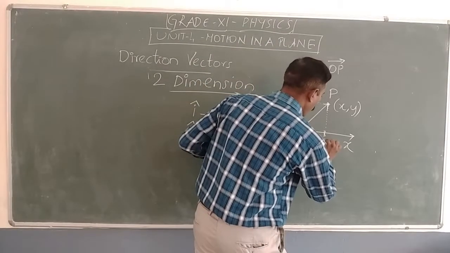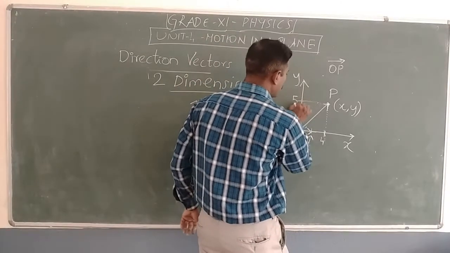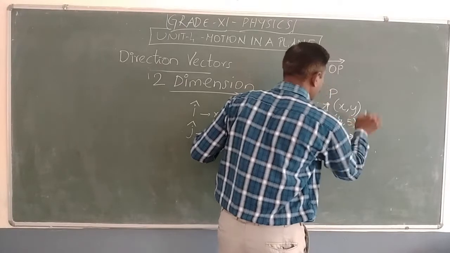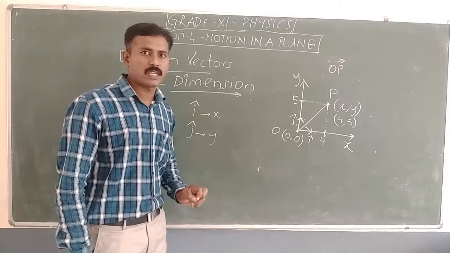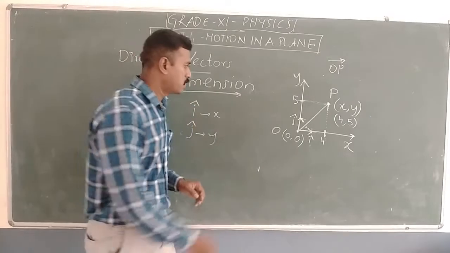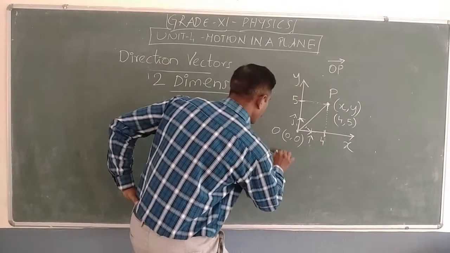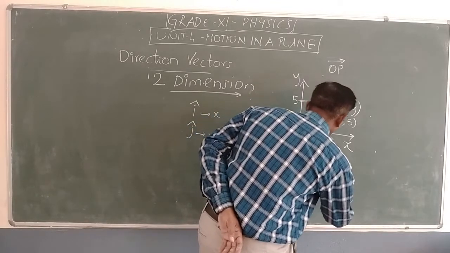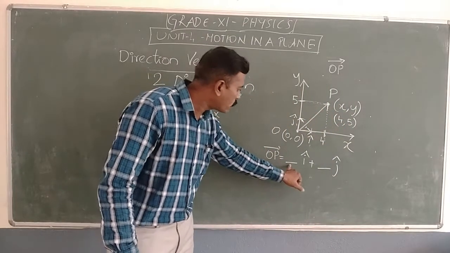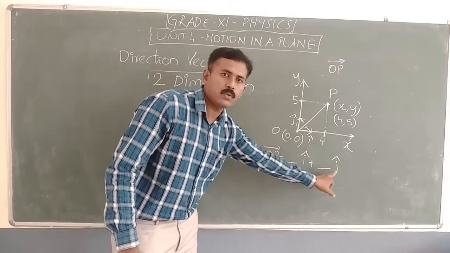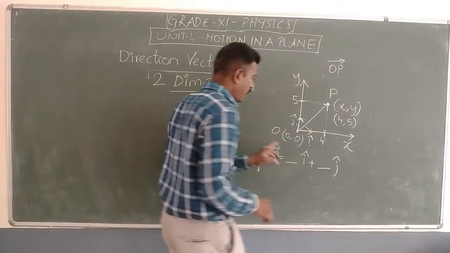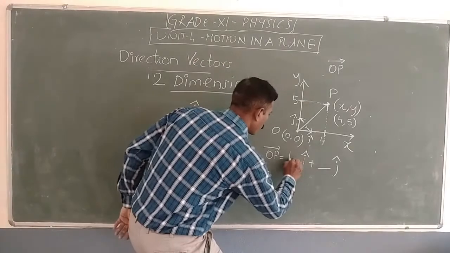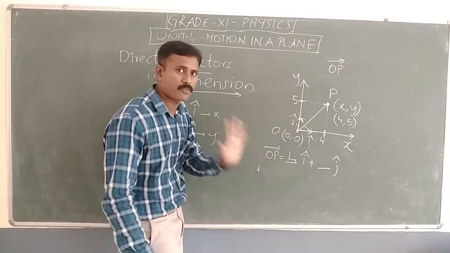For example, let this be 4 centimeters and this point is 5 centimeters. In general, I will represent it as 4, 5. To represent this in vector notation, what is the x coordinate? I represent OP vector equal to the x value into i cap plus y value into j cap. So the position vector is represented by the x component, which is 4 centimeters, that is 4. What is the y component here? The y component is 5.